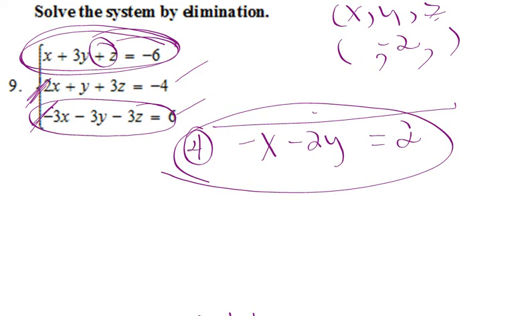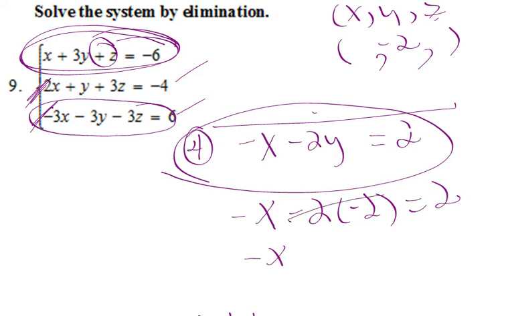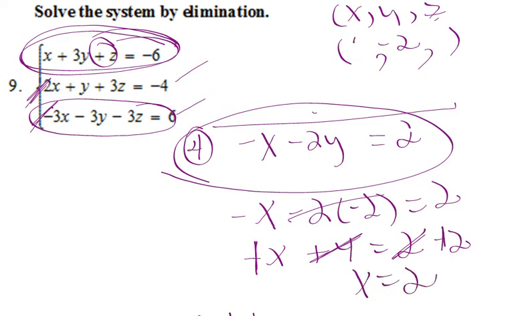So we've got negative x minus 2 times y, which is negative 2, equals 2. So now we have negative x. Negative 2 times negative 2 is a positive 4, equal 2. Subtract 4 from each side, and I get a negative 2. And divide both sides by negative 1, and I get that x equals 2. So now I've got my x and my y.